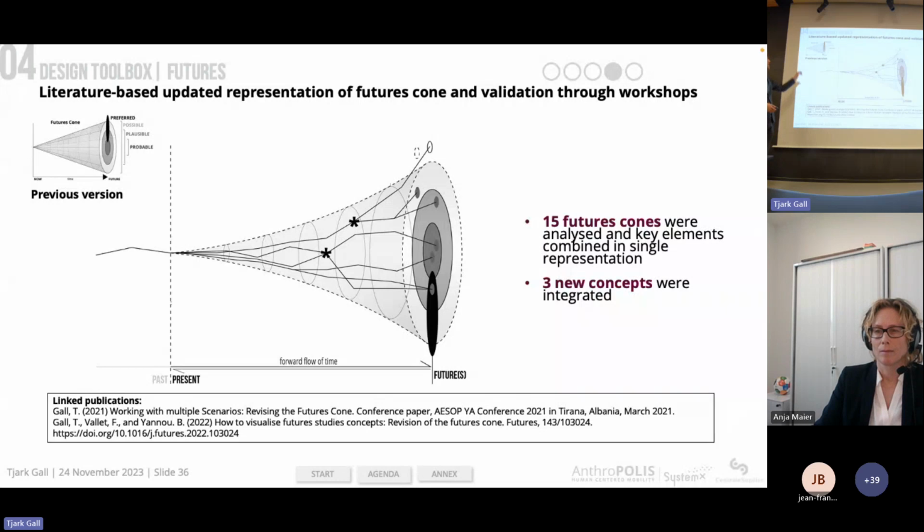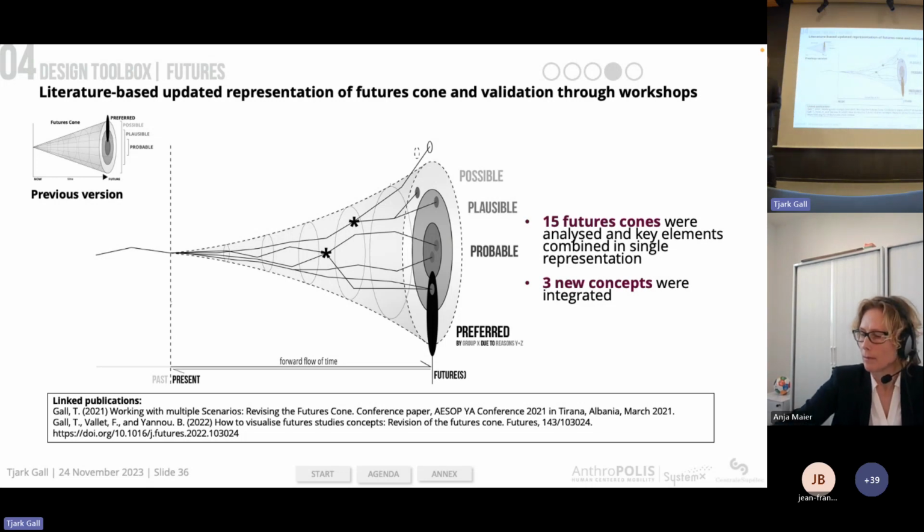You see the previous version in the upper left corner. So the idea of the futures cone is more or less to make concepts of future studies tangible and provide a basis for discussion. So we are here today, and let's say 2050, we are here, and we can define which futures are the most probable, or we can try to define which are the ones which are plausible, possible, and also which are the ones which are preferred by a certain group, depending on certain criteria. So that was, let's say, the conceptual framing, and it has been published and used thereafter.